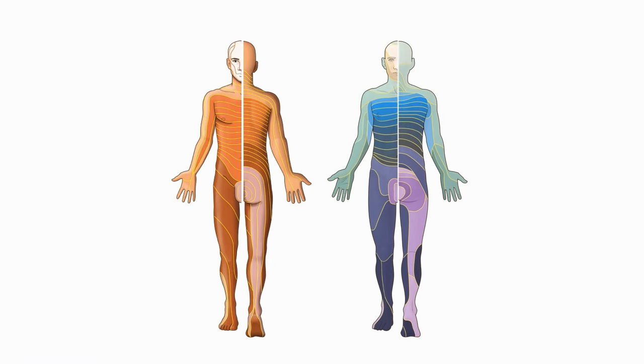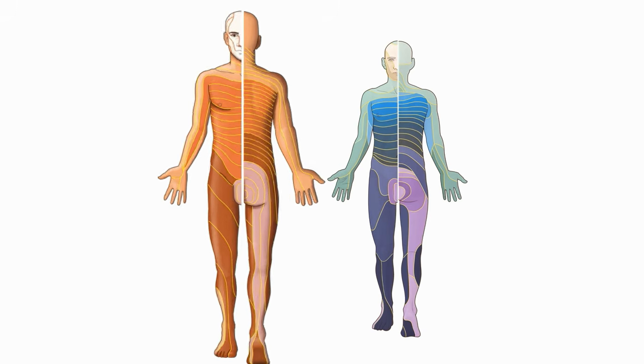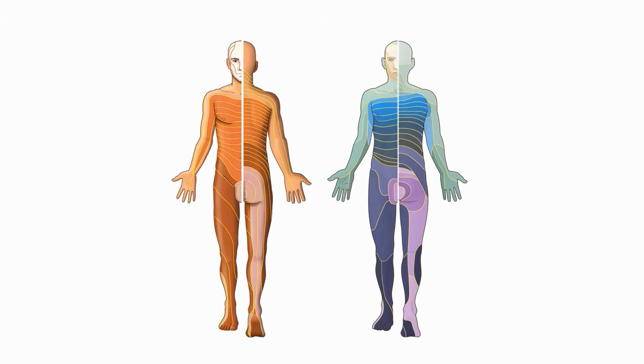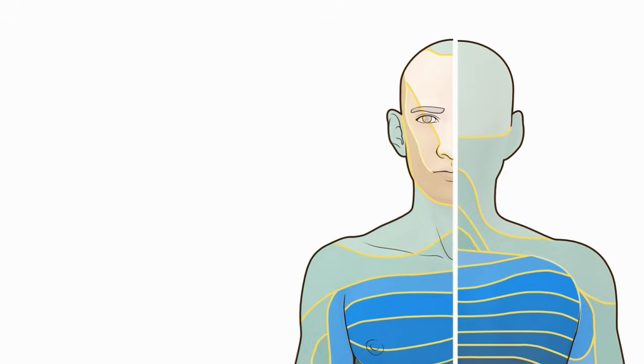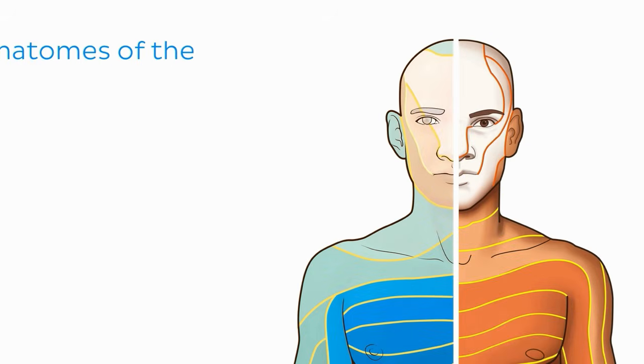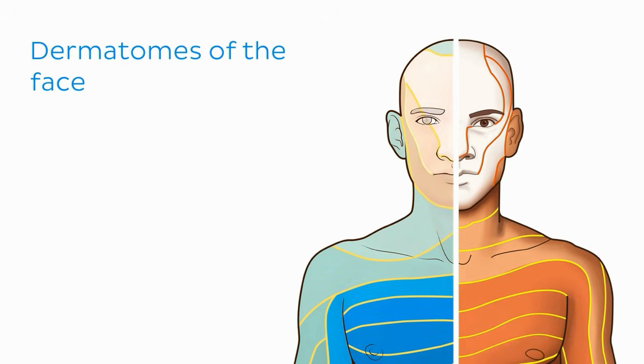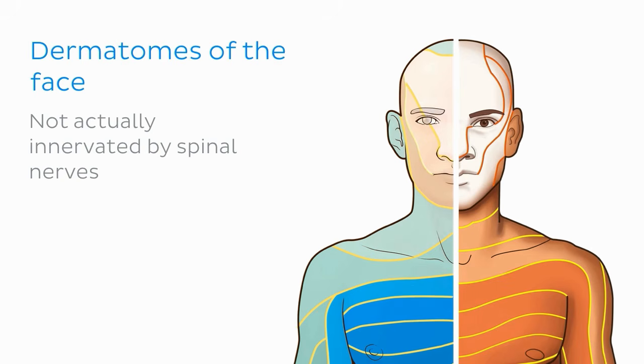So let's look at dermatome areas across the body, using both the Keegan and Garrett and Forster maps for comparison. I like to work my way through craniocaudally, so we'll start with the dermatomes of the face. It's important to remember that the dermatomes of the face are not actually innervated by spinal nerves.